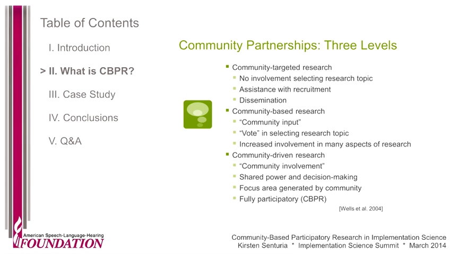You know what you want to do. Maybe the community is involved because they're helping you with recruitment, for example. And maybe they're going to help a little bit with dissemination, community-targeted research. So then we're going to go up to the next level, and we're going to call that one community-based research. That one, you're going to gather input from the community. Maybe you even let them vote a little bit on selecting the topic. And you may increase involvement of community members at various stages in the research.